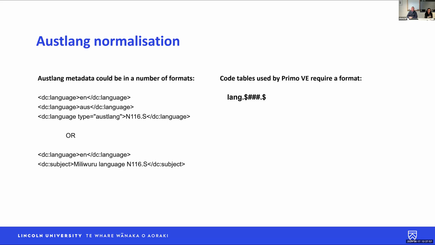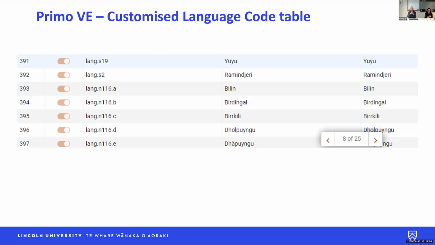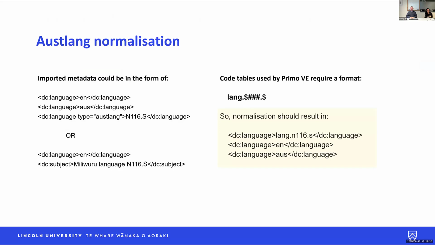And if you look at the Ostlang codes themselves, they can be as simple as an alphanumeric 1, 2, or something with optional digits or numbers at the end. So what a normalization should do is we should end up with something that looks like that.